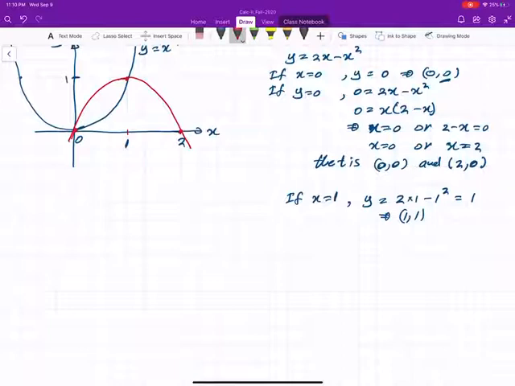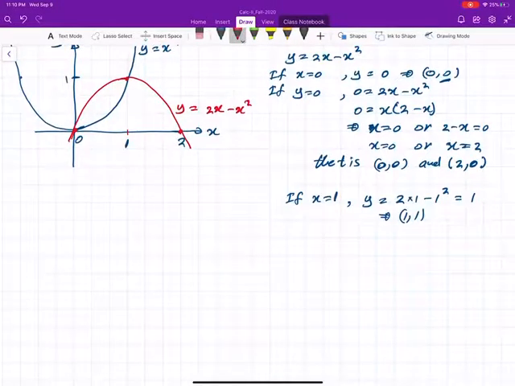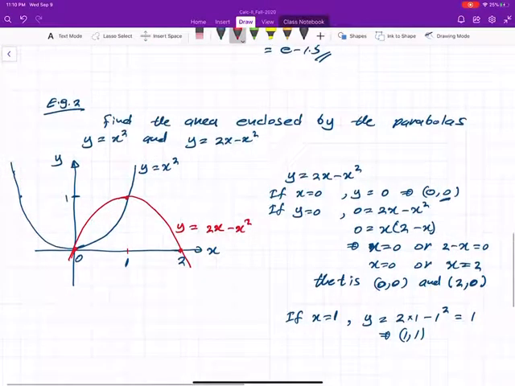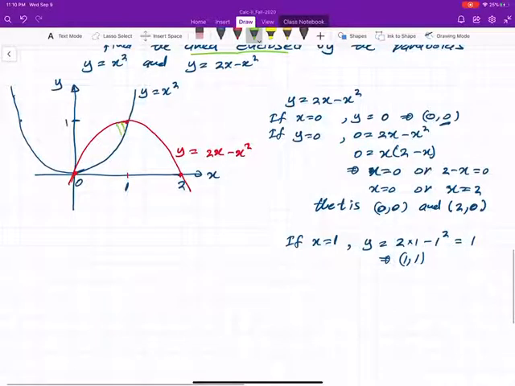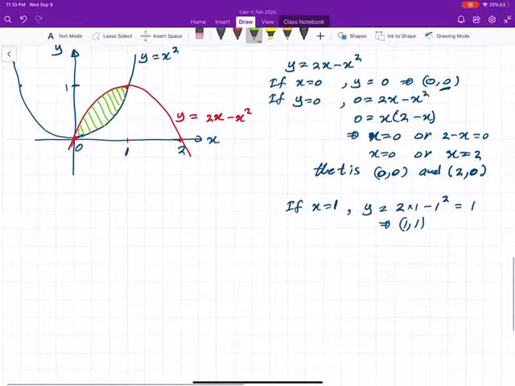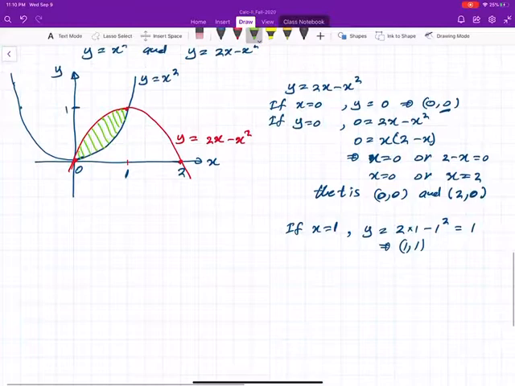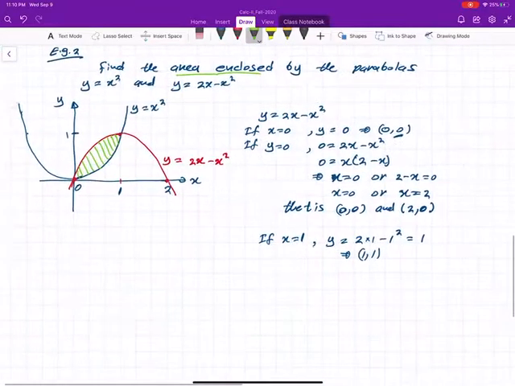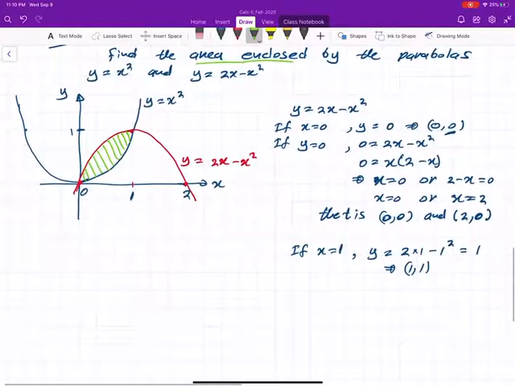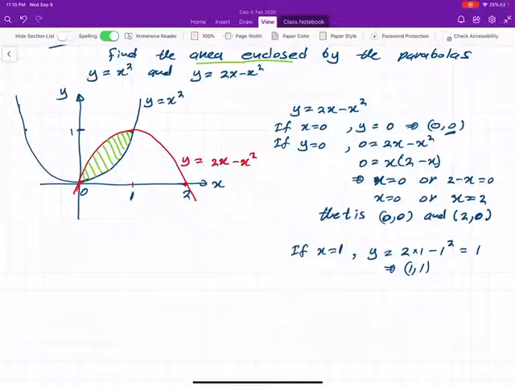That curve is y equals 2x minus x squared. Alright, the area enclosed, but it says area enclosed. What's the area enclosed? That is this area. Alright, that is the area enclosed. Since you know the area enclosed, now finding the area is really easy. Now you have already drawn the area, so computing that amount is easy now.